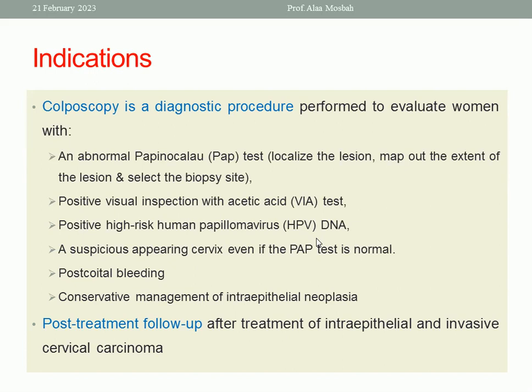Women with post-coital bleeding are also indicated for colposcopy. Also, conservative management of intraepithelial neoplasia. If you diagnose the case as intraepithelial neoplasia and you will give her conservative management, do colposcopy. Okay? So, these are some of the important indications for colposcopy. What else? Post-treatment follow-up after treatment of intraepithelial and invasive cervical carcinoma. Do colposcopy.